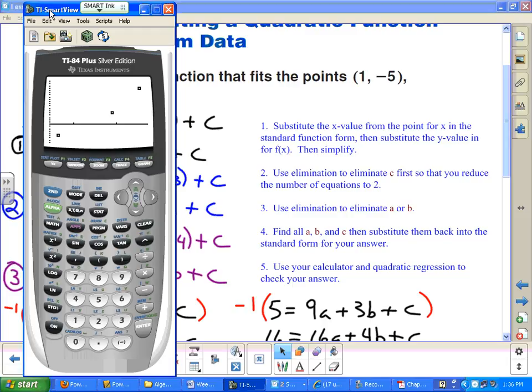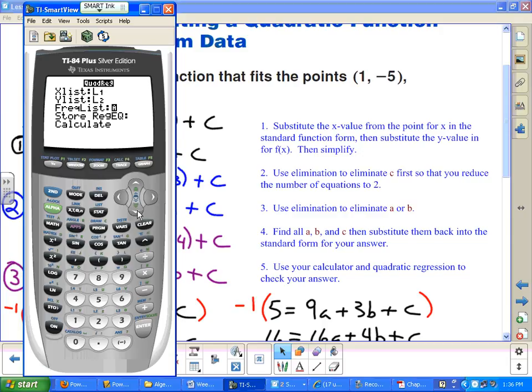So first of all, we put the data in our lists, the x values in list 1, y values in list 2. And now we go back to stat. And where's our regression stuff at? Stat and then over to calc. We're doing quadratic regression, so that's number 5. Our x list is list 1, where we put our x values. We put our y values in list 2.